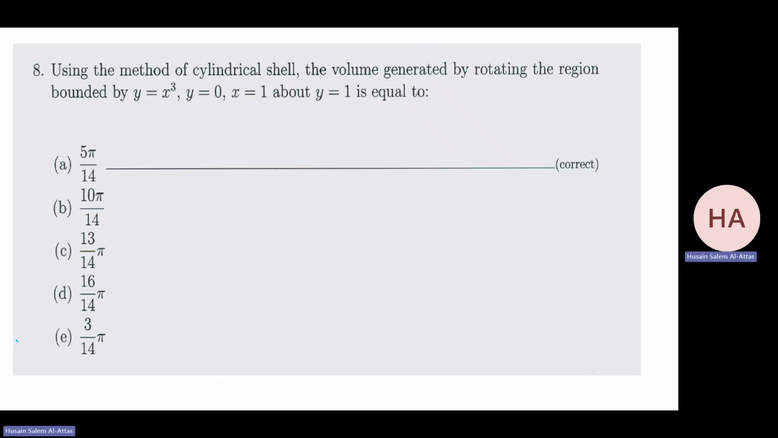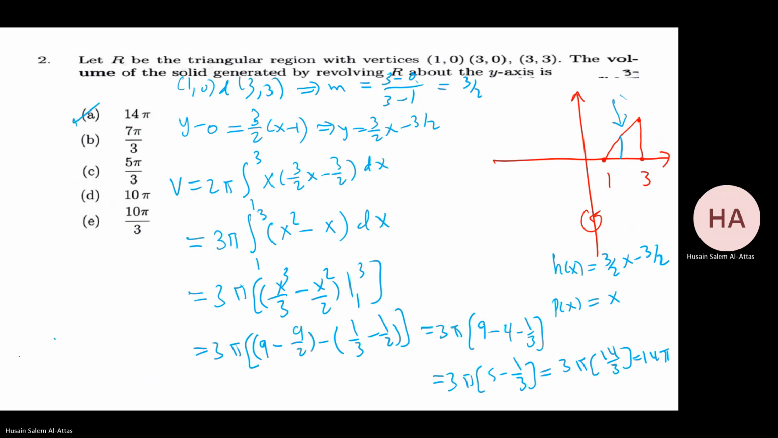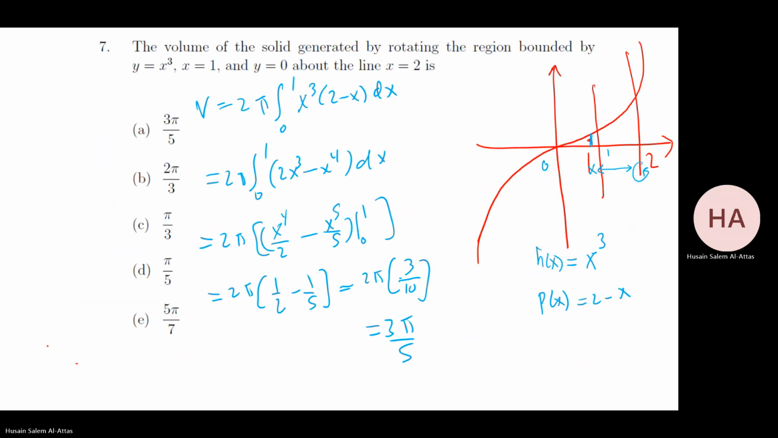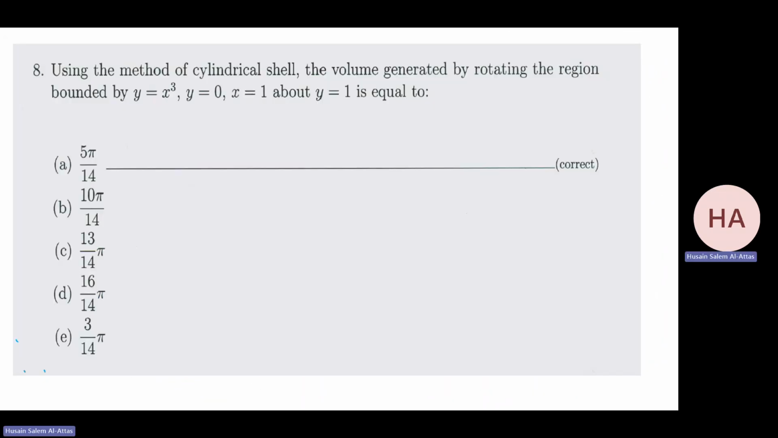About y equals 1. We did that before. y equals x cubed, y equals 0, x equals 1, about the line x equals 2. And this is about the line y equals 1. Okay, a little bit different, no problem.